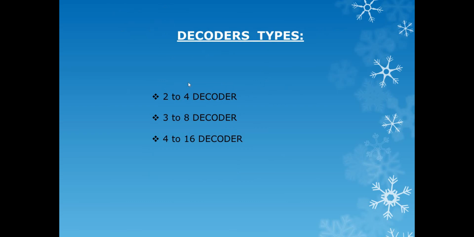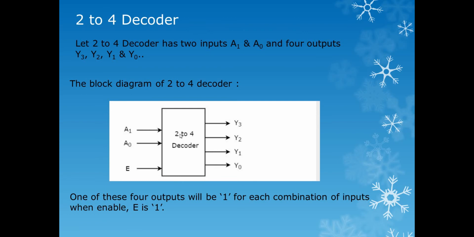Next we will see the types of decoders: 2 to 4 decoder, 3 to 8 decoder, 4 to 16 decoder. First we will see what is a 2 to 4 decoder. Consider this block diagram. It has 2 input lines and enable input line E. That will be decoded into 4 outputs Y3, Y2, Y1 and Y0. These 4 outputs will be 1 for each combination of inputs when the enable input E equals 1.